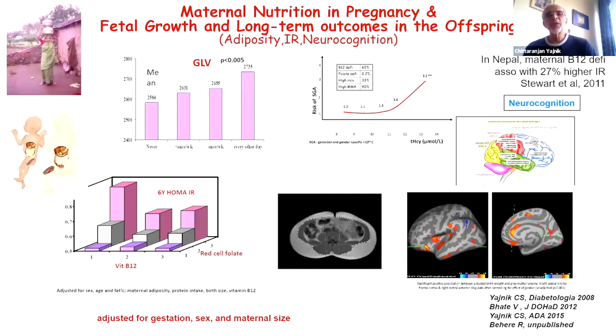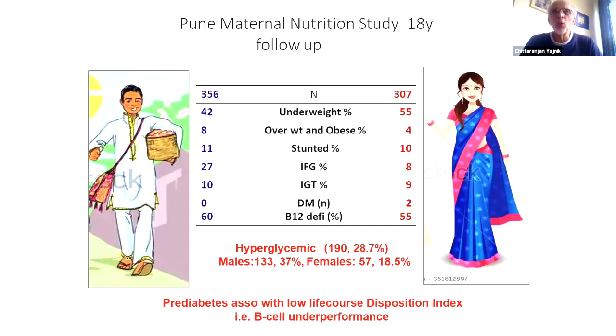So what was the situation when they were 18 years old? At 18 years, half of them are still underweight, that is BMI less than 18.5. 5% are overweight or obese, that means BMI more than 25. 10% are stunted. And on the glucose side, there is a remarkable finding.